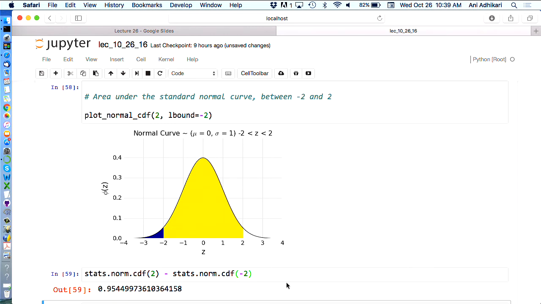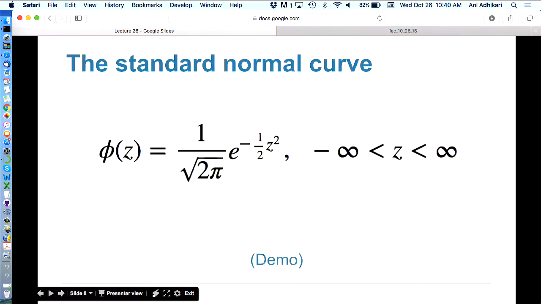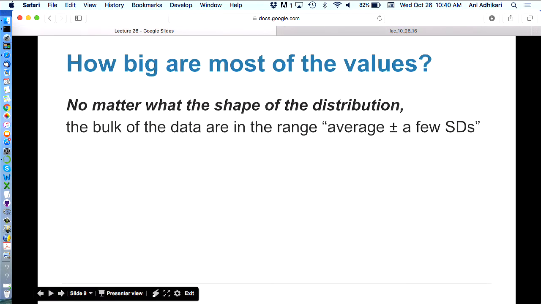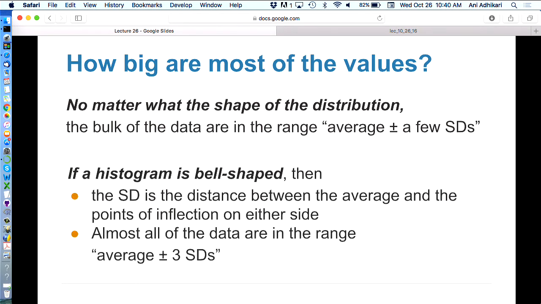What we've learned now is that if you happen to know a whole lot more about the distribution, in particular if you happen to know that it is bell-shaped, then that at least 75%, you can do much better and say it's approximately 95%. And you can play this game with other values as well. So we've already seen the bulk of the data are within average plus or minus a few SDs. If the histogram is bell-shaped, then almost everything is in the range average plus or minus 3 SDs.